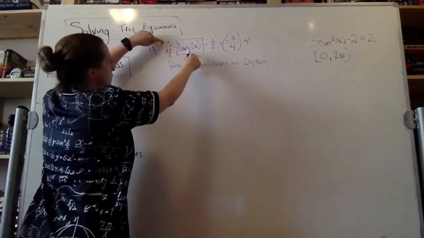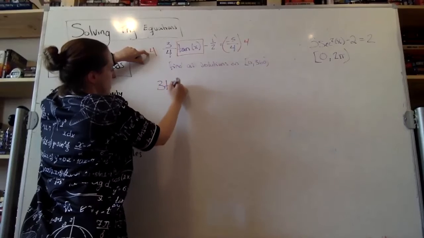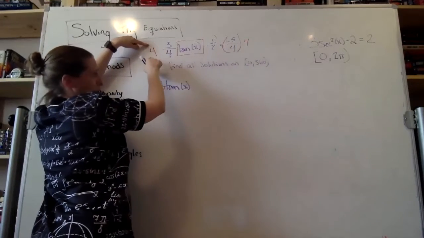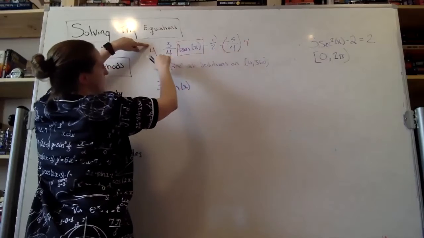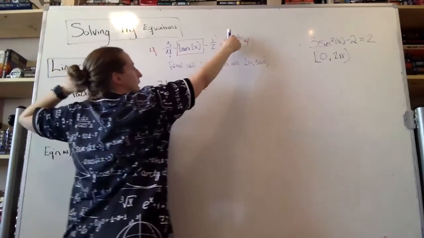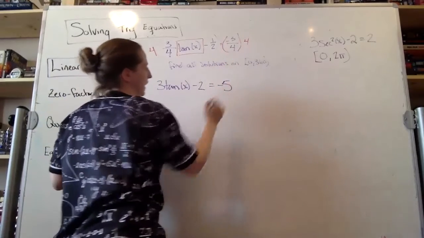So 4 times 3/4 tangent of x. The 4's would cancel, and I'd just be left with 3 tangent of x. 4 times negative 1/2. I have to distribute this 4 to both terms on this side. 4 times negative 1/2 is negative 2. Negative 5/4 times 4, the 4's cancel, and I'm just left with negative 5.